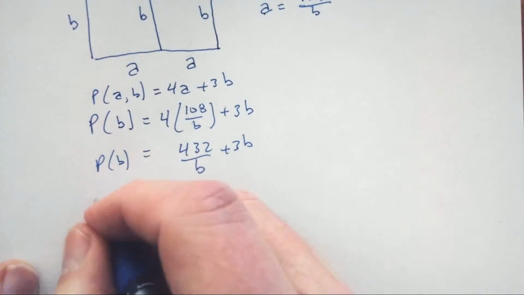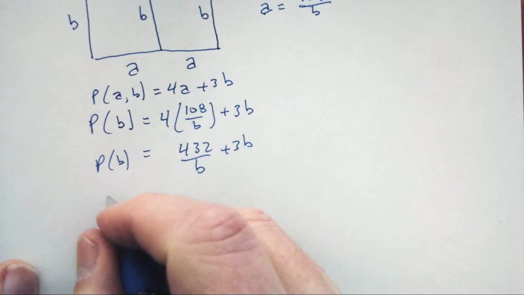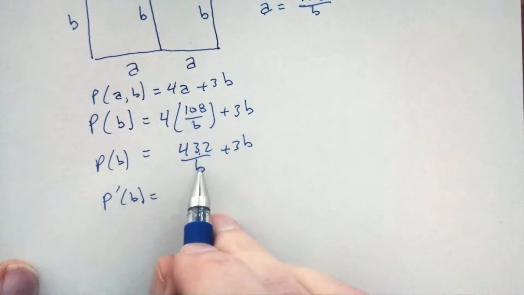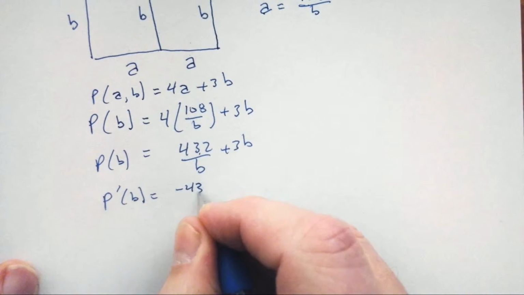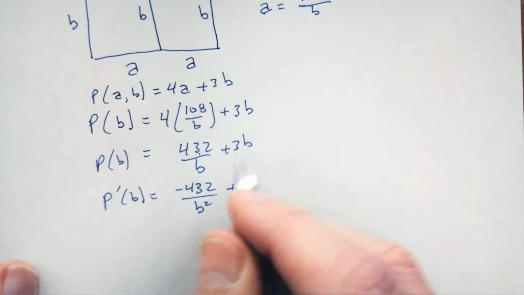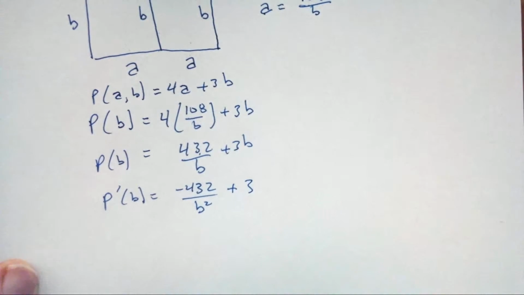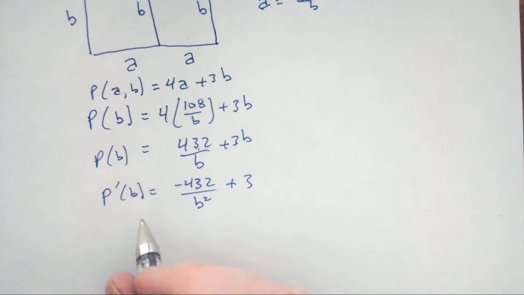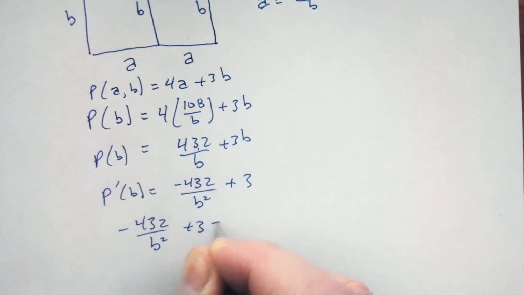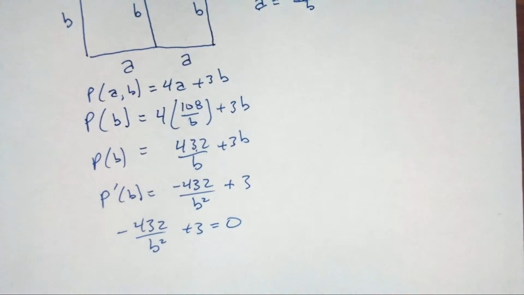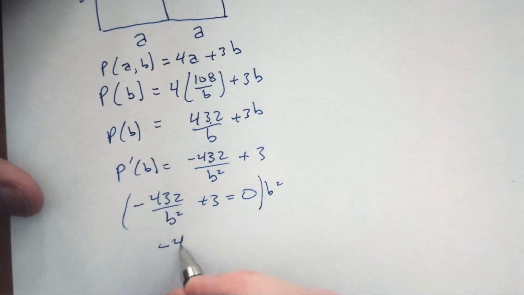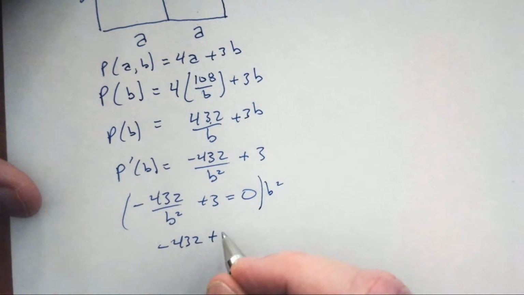And what are we looking for? Well, we want to know critical points, so the derivative with respect to B. If I treated this like 432B to the negative first, this is negative 432B to the negative second, or 432 on B squared, plus the derivative of this is just 3. Okay, I want that to be equal to 0. Negative 432 on B squared plus 3 equals 0. I'm going to multiply both sides by B squared, and I get negative 432 plus 3B squared equals 0.